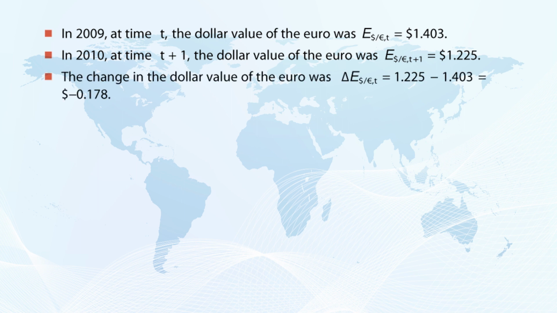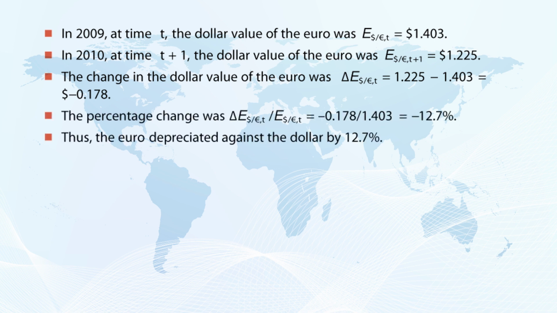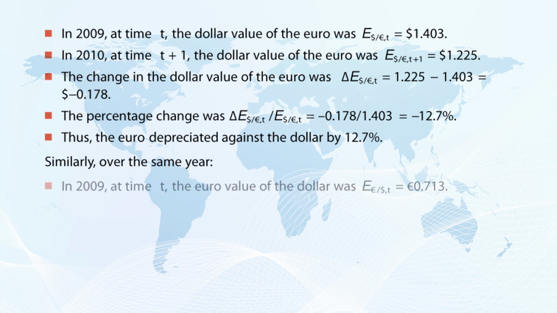The change in the dollar value of the euro was 1.318 minus 1.298, equal to 0.020 US dollars. The percentage change was the change in exchange rate over the exchange rate at time t, equal to plus 1.54%. Thus, the euro appreciated against the dollar by 1.54%.